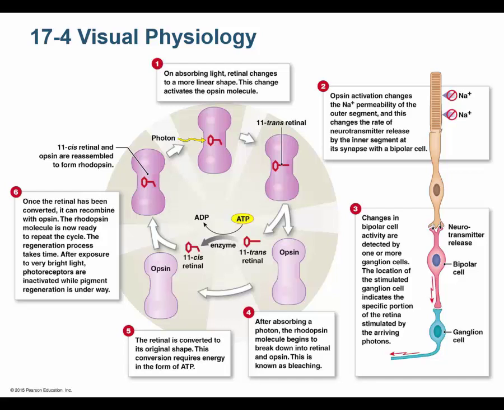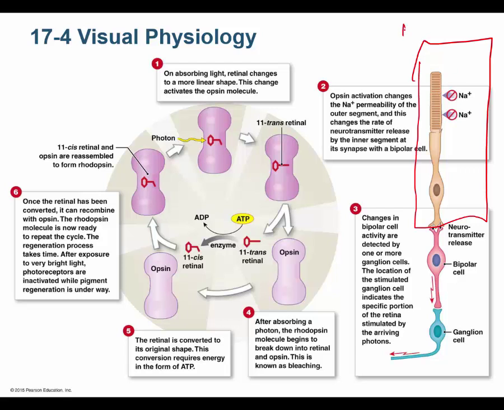Okay, this is the counterintuitive part. What happens in this, by the way, I'm going to talk about a rod, but the same thing happens in the cone. It's just that iodopsin is the visual pigment, not rhodopsin. So I'm going to always say rod and say rhodopsin, but it's the same thing in the cone except it's iodopsin. Here we go. This is the rod.